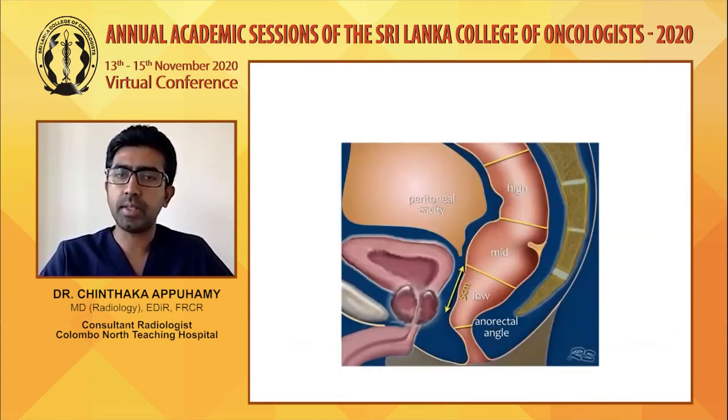Again, this sagittal diagram illustrates the three levels of the rectum. The lower rectum is from the anorectal angle up to 5 centimeters. And the next 5 is the mid-rectum, where the peritoneal cavity is the anterior relation. And again, in the high rectum, the peritoneal cavity comes into play.